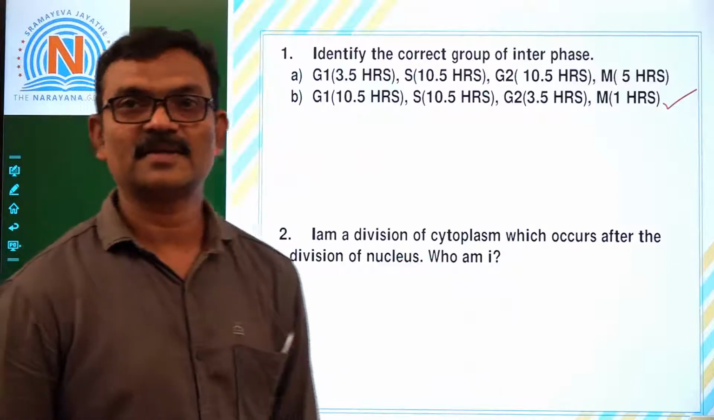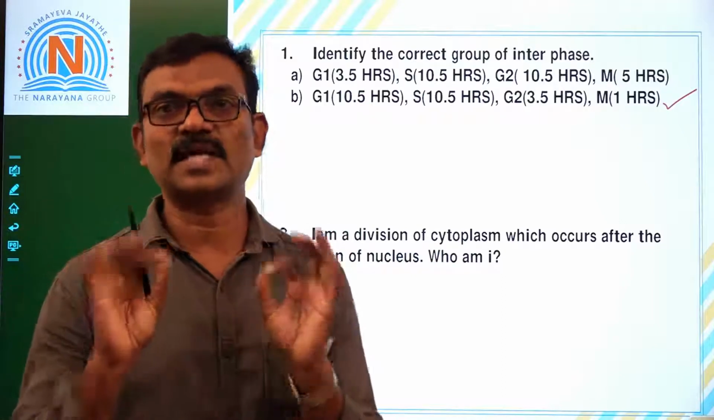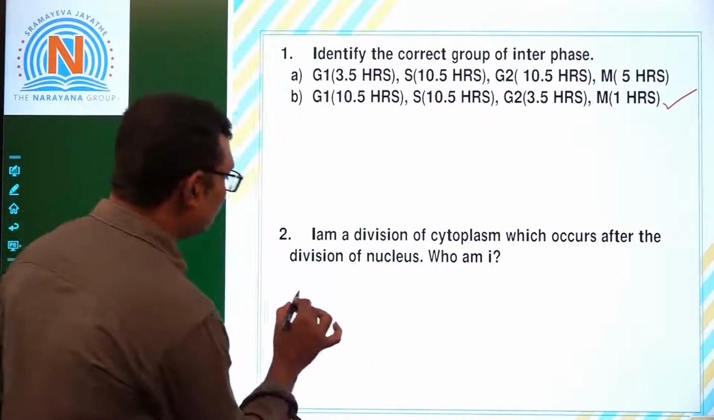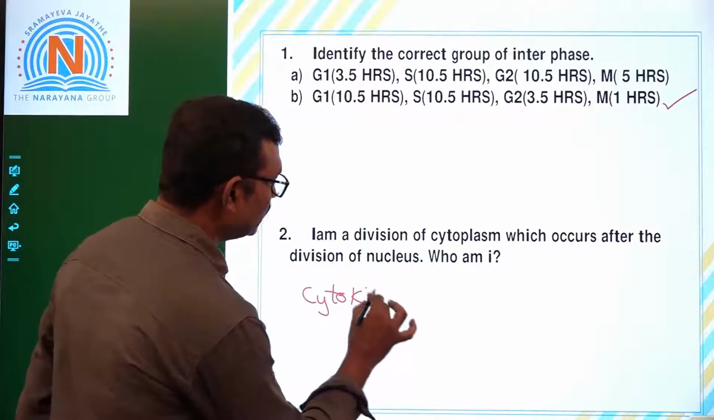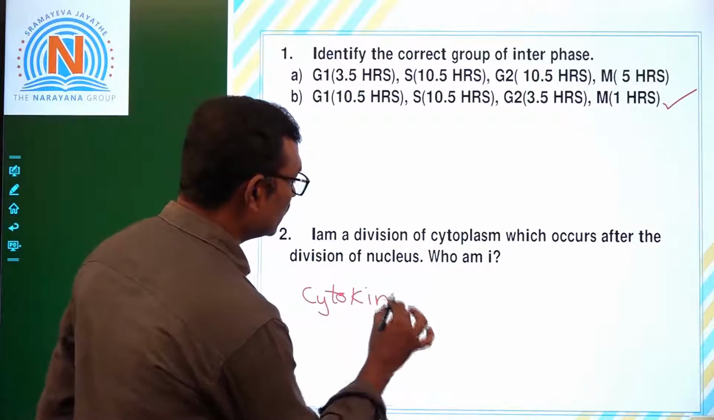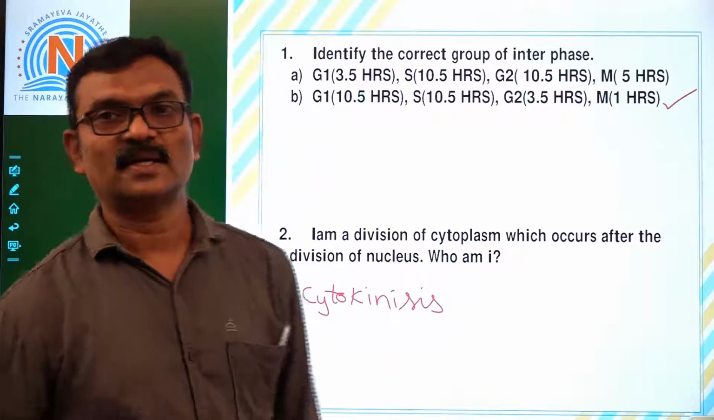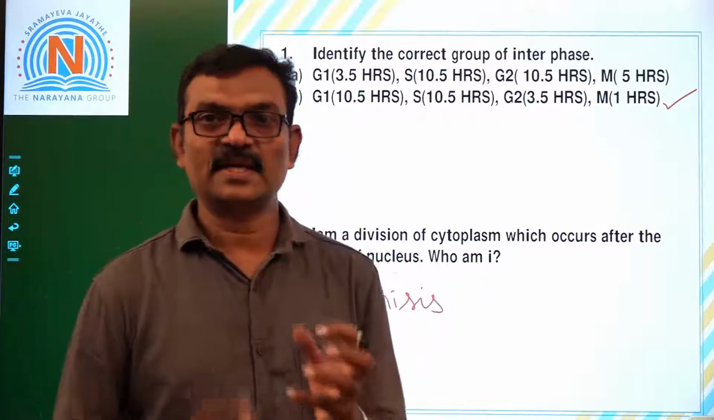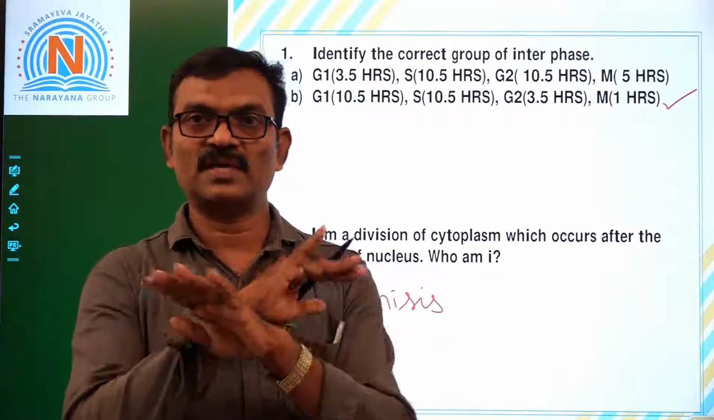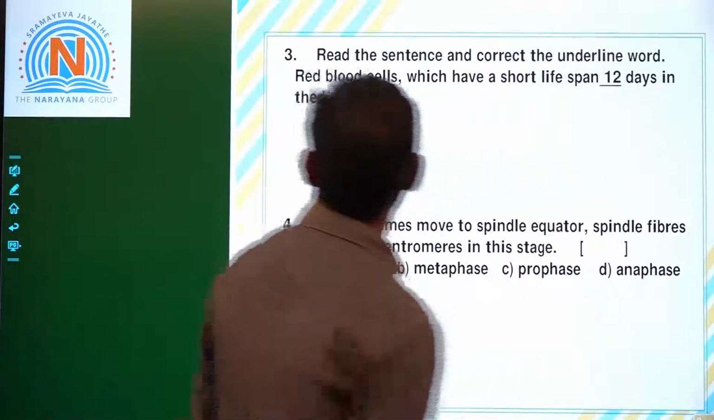Who am I? You know, after the division of nucleus, what will take place? Cytokinesis. So the answer is cytokinesis, not cytokinin. Cytokinin is a plant hormone, but here cytokinesis is a process of division of cytoplasm. Okay, right. Now let us see the third question.